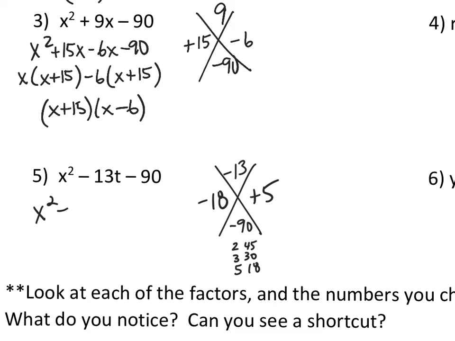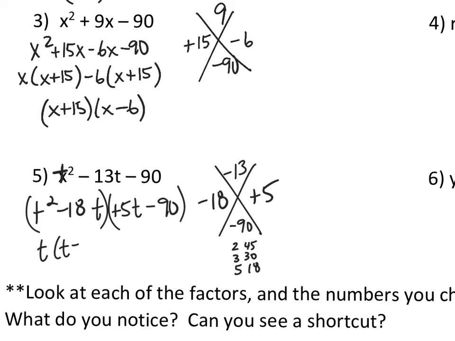So x squared minus 18. Oh, look, these should be the same variable. Let's make these t's. T squared, that's a typo. T squared minus 18t plus 5t minus 90. Group the first two, group the last two. Take out a t, t minus 18. Take out a 5, t minus 18. My two factors are t minus 18 and t plus 5.